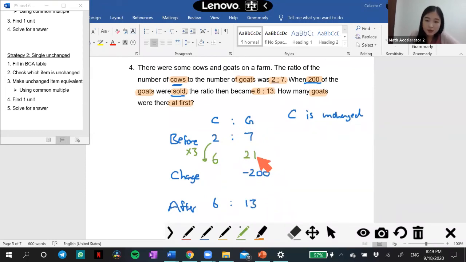Right, so you have 21 units at the beginning for the goats, 13 at the end. So how many was sold? How many units of goats were sold? Right, 21 units minus 13 units. 8 units. So 8 units must be the 200 here.